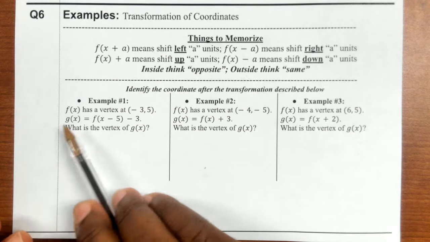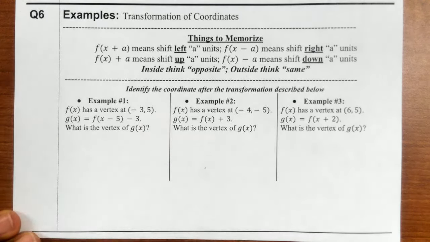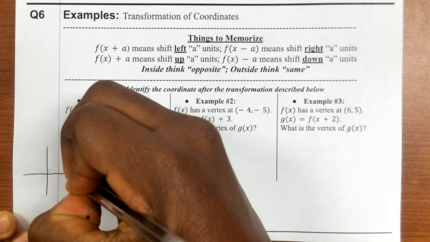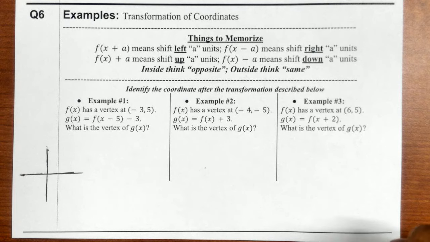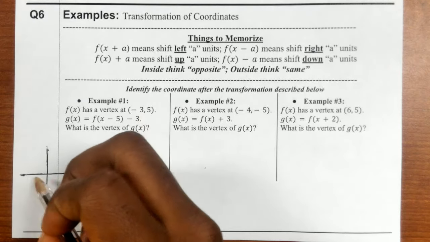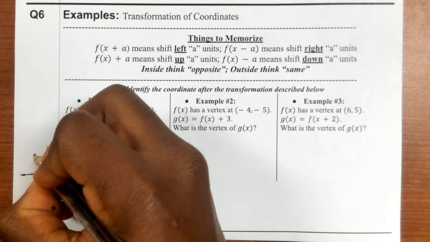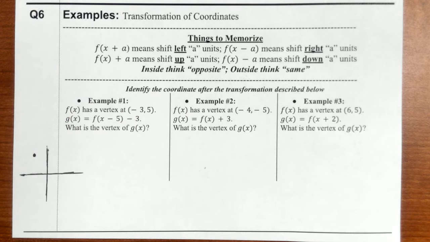The question says f of x has a vertex at negative 3 and 5. When it says it has a vertex at negative 3 and 5, it's saying that all points are going to coincide or meet at negative 3 and 5. So negative 3 for the x would be approximately over here, and positive 5 for the y would be approximately right here. So this will be the point negative 3, 5.